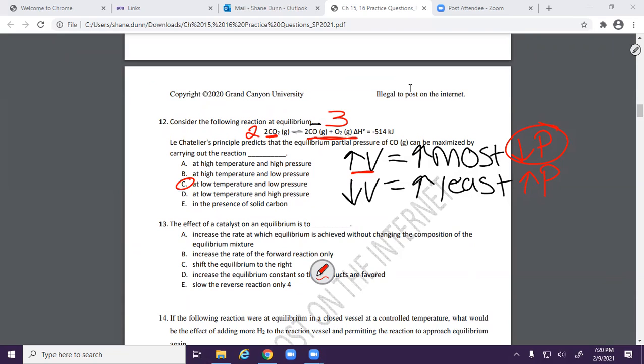At low temperature, low pressure. That's how you would maximize that. Does that make sense? You're shifting it towards the product side by a lot. So theoretically, the K value will go up. Yes?